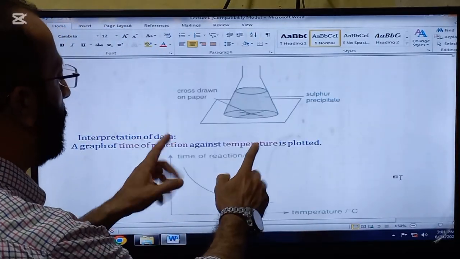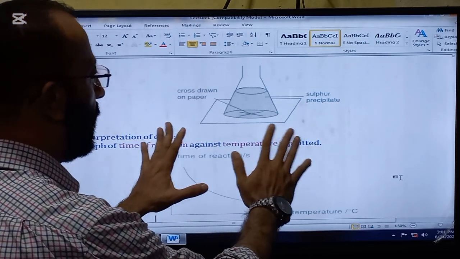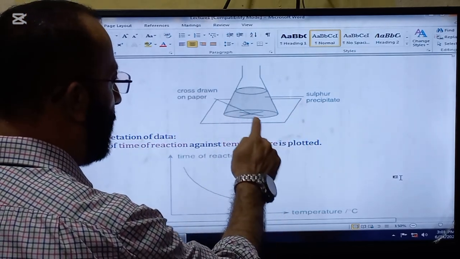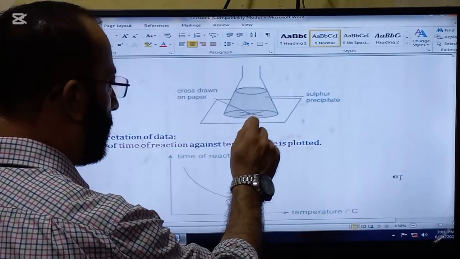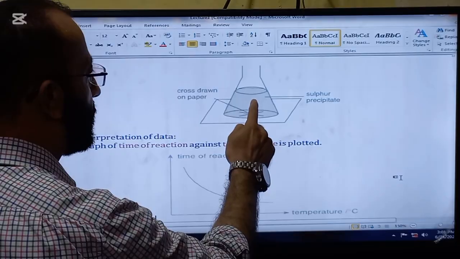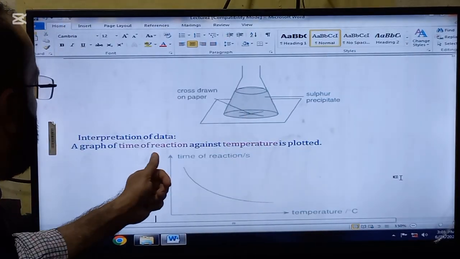This is the thing that we are actually doing. We have put a piece of paper with a cross on it and put a flask over it. Reactants are here.